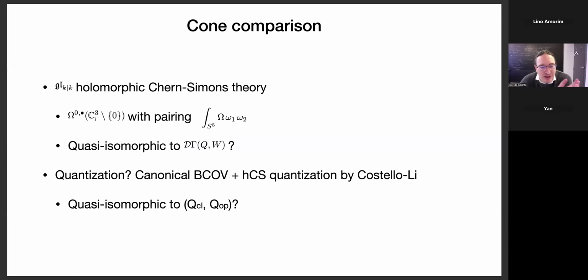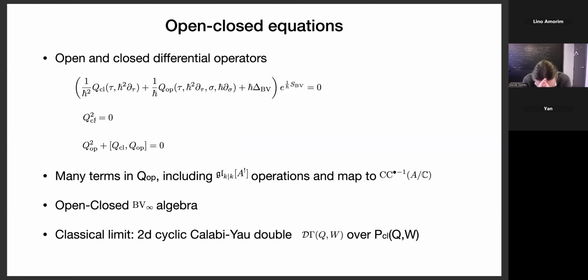This double of the Ginzburg algebra is really weird, because it's an infinity algebra. It really has higher operations baked in. I would like to understand more about it.